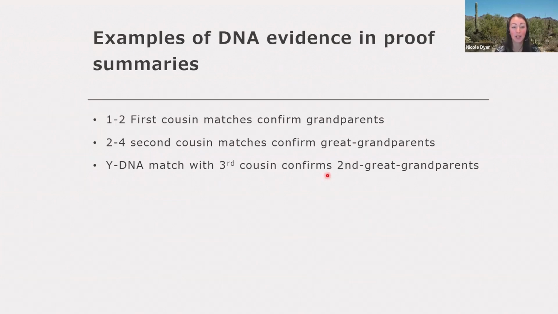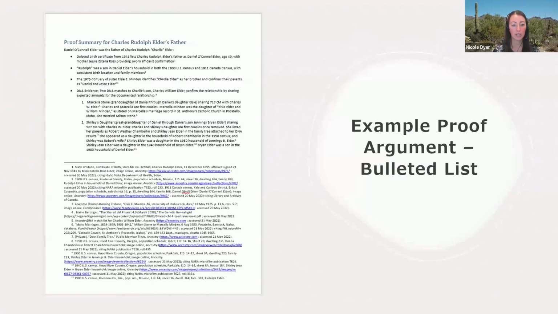So these are just examples of uncomplicated DNA evidence that you could use in a proof summary that wouldn't require multiple pages of charts and diagrams and all kinds of things like that. So here's the example of a proof argument that incorporates DNA evidence. So this could be just one page out of a multiple page lineage.